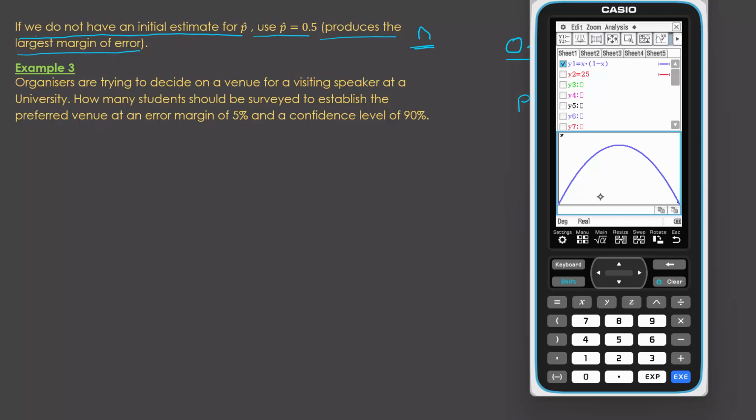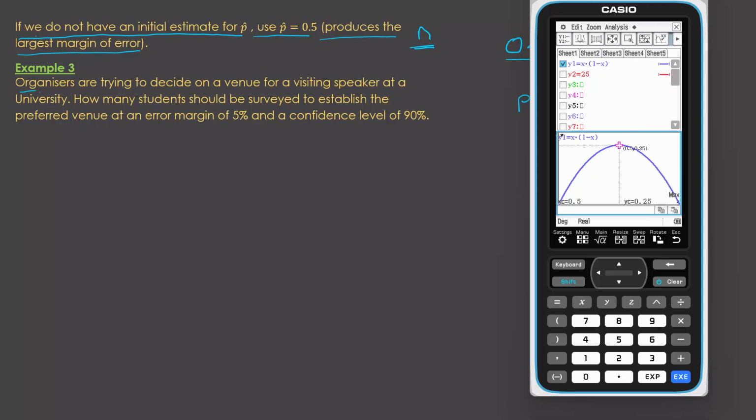To illustrate that, this is a graph of y equals x times (1 minus x). For values of x between 0 and 1, of course, p has to be between 0 and 1. And you can see that if we do a g-solve for the max, that happens when x is 0.5.